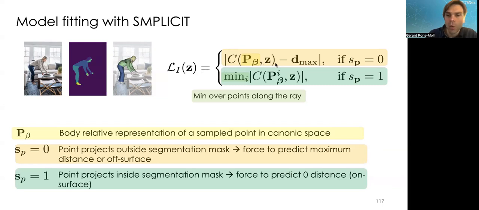So now we have two scenarios. First, we have to sample points around the canonical space. We need to pose them, and then we need to compare them against the image. And these points, P beta, are basically a body-relative representation of a sample point in canonical space. What does this mean? It means I sample a point, and I'm going to encode this point relative to a set of vertices on the mesh.